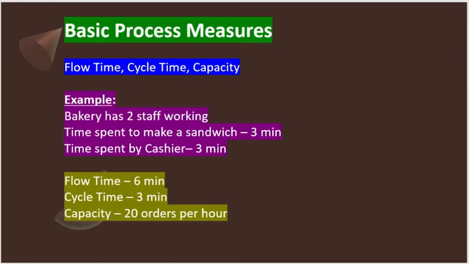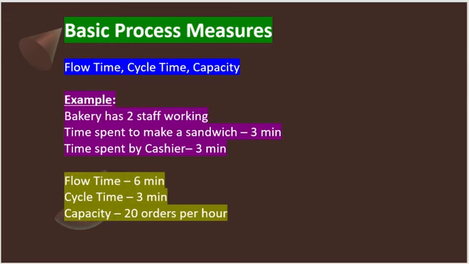So let us take an example of two staff working in a bakery. If one is taking 3 minutes for making a sandwich and another 3 minutes by the cashier for billing, so the overall time that the bakery is taking, flow time, is around 6 minutes, that is 3 plus 3, and cycle time is around 3 minutes. Let's see how we arrived at 6 minutes and 3 minutes.